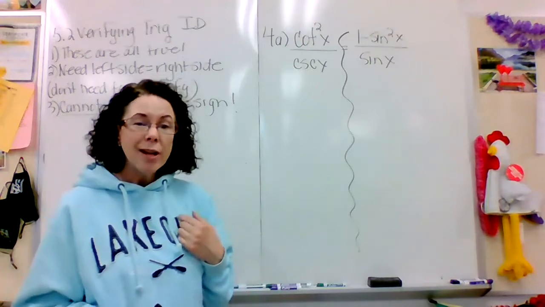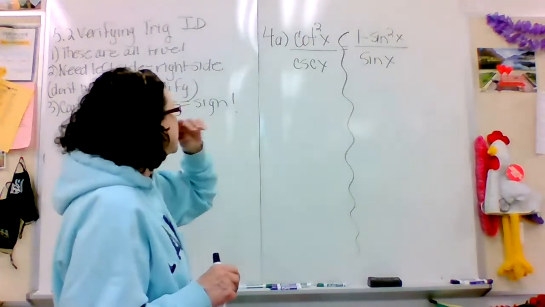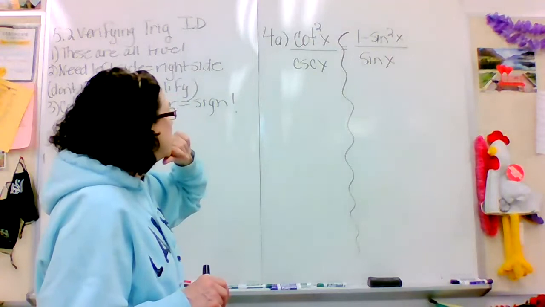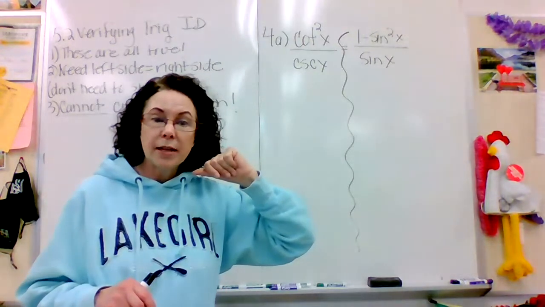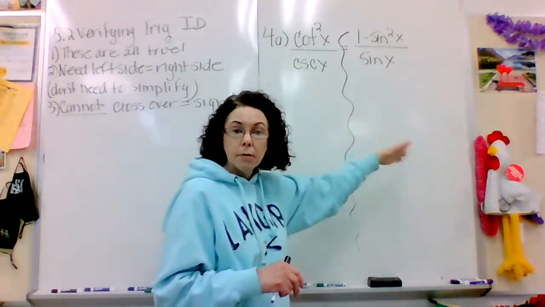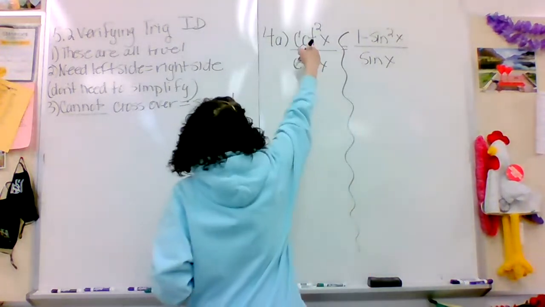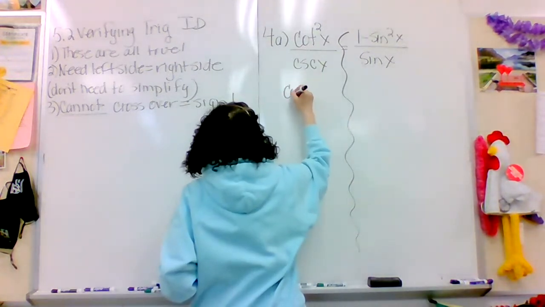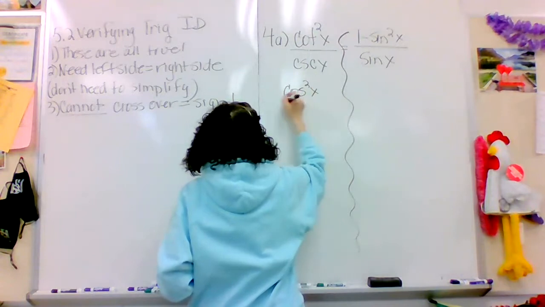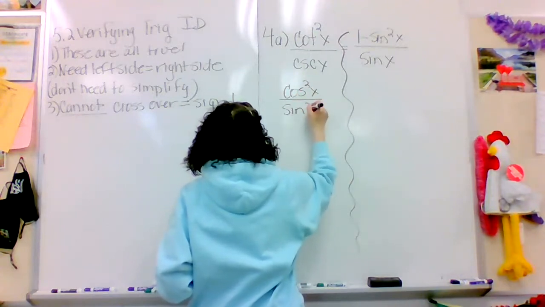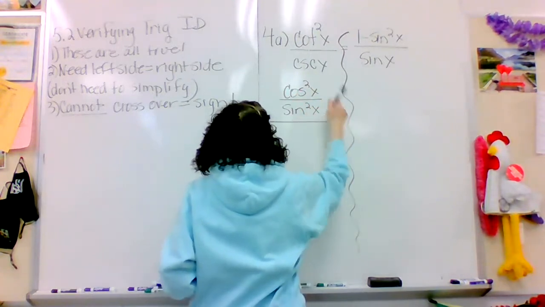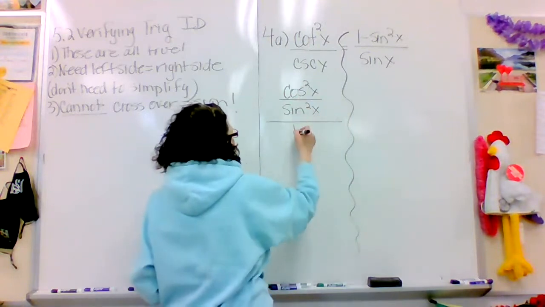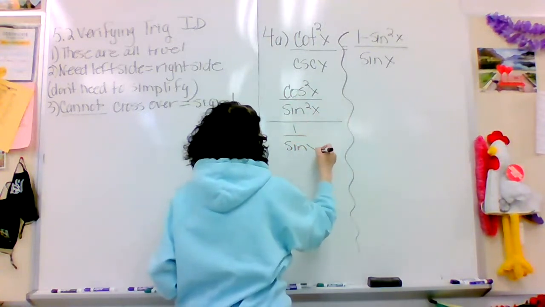But my choice of at least 3 different paths is I'm going to turn cotangent squared into cosine squared over sine squared because I need some sines, right? Here we go. Cotangent squared, that would be cosine squared over sine squared. Okay, divided by cosecant, I'm going to write that as 1 over sine.